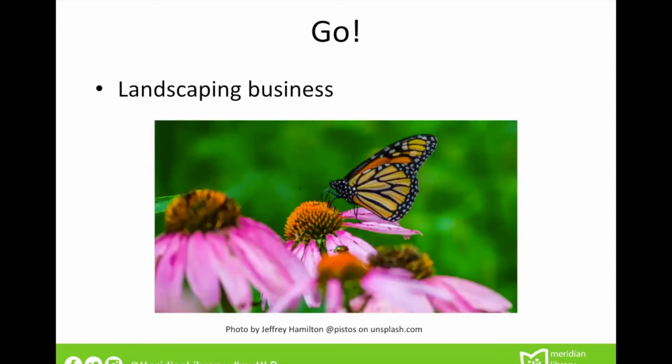And just as a starting point, we're going to say that we are going to start a landscaping business here in Idaho. This, of course, could mean a lot of things. It could be landscape design. It could be mowing and trimming services. So we're going to just jump in with this kind of broad idea of landscaping and see where that could take us.